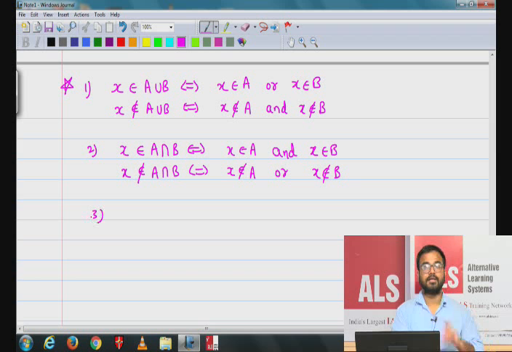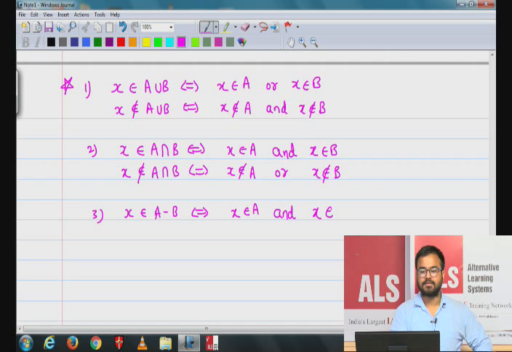And third, in the difference of set we have studied, if X belongs to A minus B, it's same as X belongs to A and X does not belong to B. X A से belong कर रहा है but B से belong नहीं कर रहा. Similarly, if X belongs to B minus A, then it means X belongs to B and X does not belong to A.